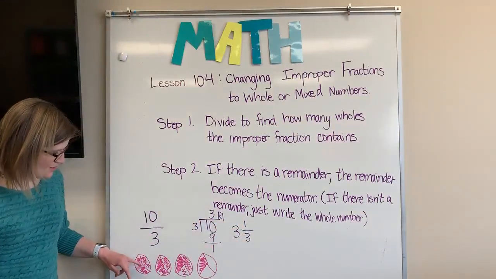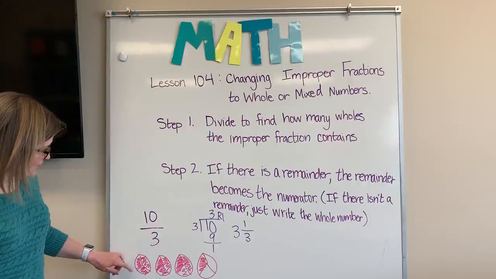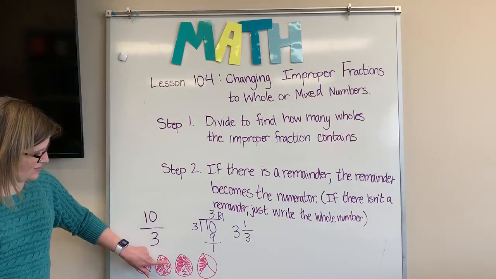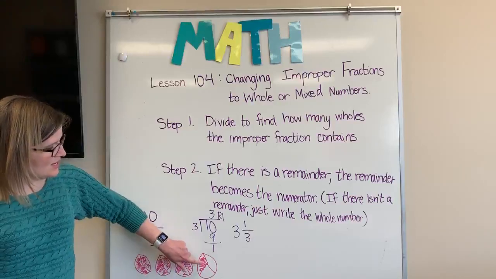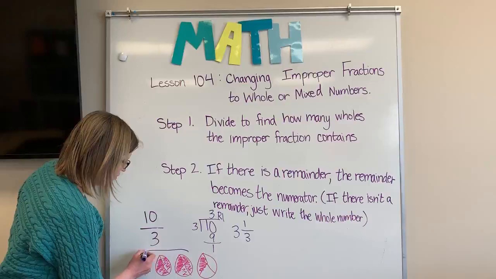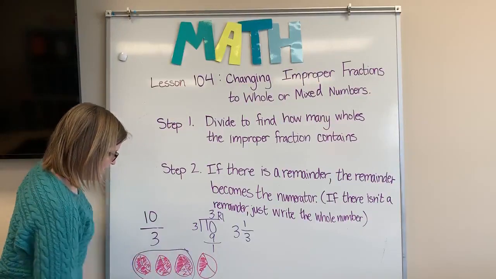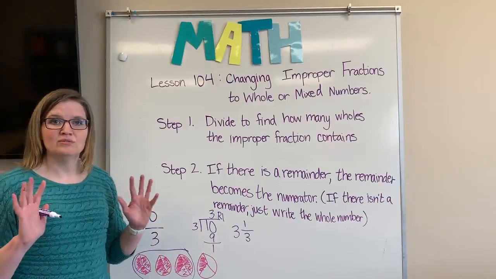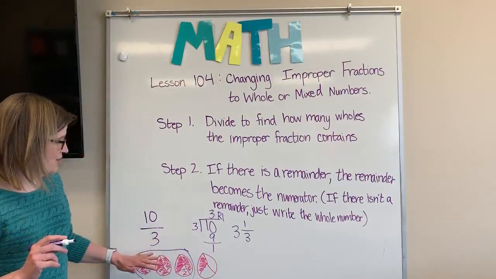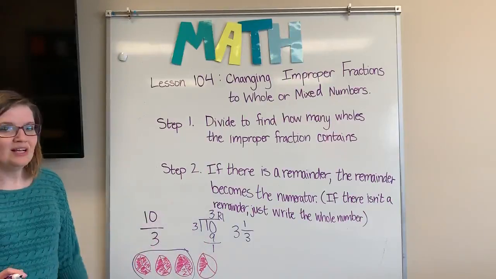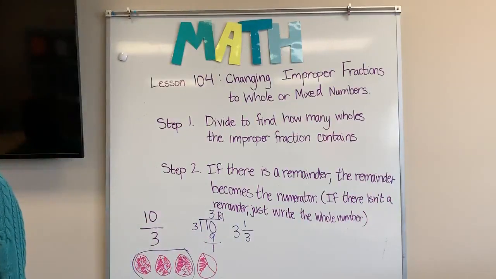And you can see this. I drew out our little circles. These are thirds. Let's count them. 1, 2, 3, 4, 5, 6, 7, 8, 9, 10. And you can see automatically, here are your 3 wholes, your 3 whole pizzas, and then your remainder of 1/3. So we have this number. Let's look at one more.